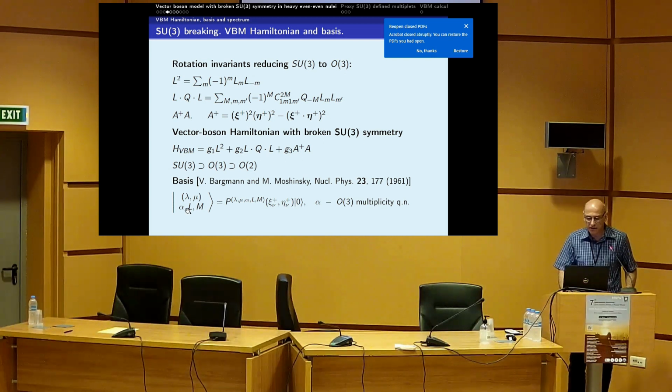There is an appropriate basis which can be constructed with respect to this reduction chain, the so-called basis of Bargmann and Moshinsky. And it's characterized for a given irreducible representation of SU3 by the quantum numbers lambda and mu, angular momentum and its projection, and another quantum number which determines the multiplicity of the appearance of the O3 representation in SU3. This, in simple words, means how many times a given angular momentum appears in a given irreducible representation of SU3. And this means how many different rotational bands appear in the spectrum. This is the important thing here.